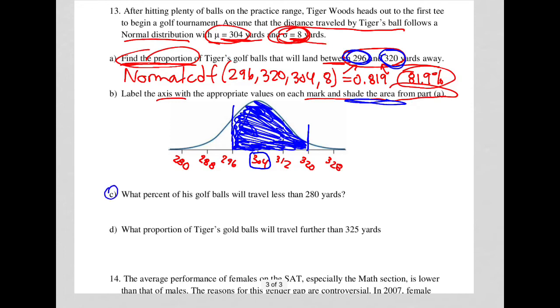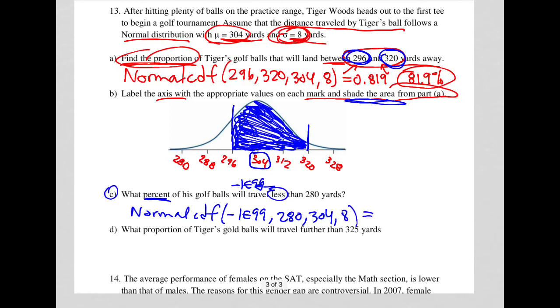All right, so Part C says what percent of his golf balls will travel less than 280 yards. So remember, less than, and we're looking for a percent. What percent? So right there we know we're using normal CDF. Less than is to the left, so we already know we're using negative infinity as our lower bound. Our upper bound is 280, and our mean for the problem is 304. We're not dealing with z-scores, so you're not using 0 and 1. We're using the mean and the standard deviation from the problem.